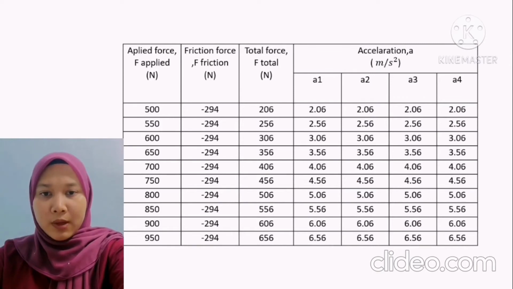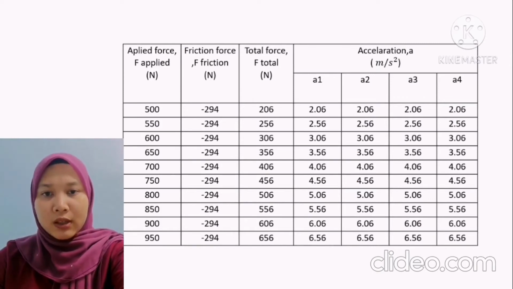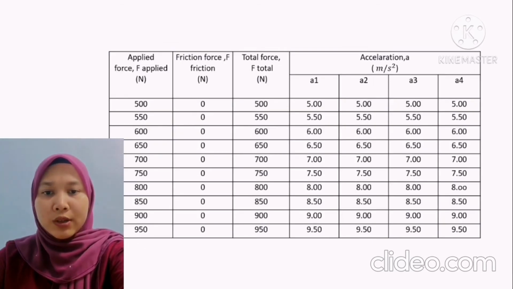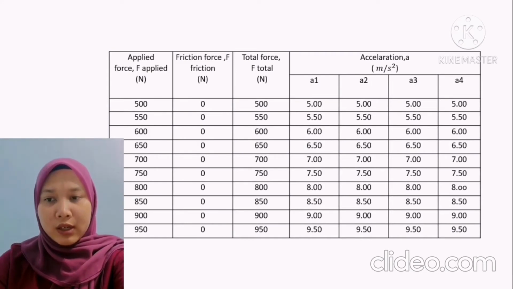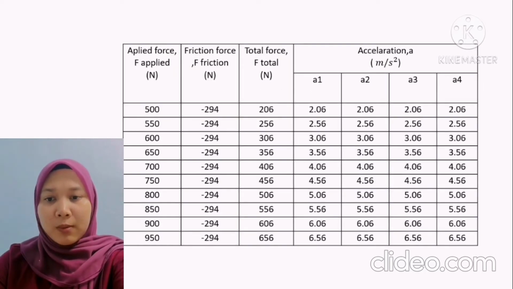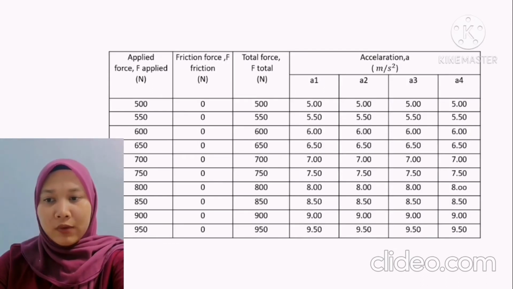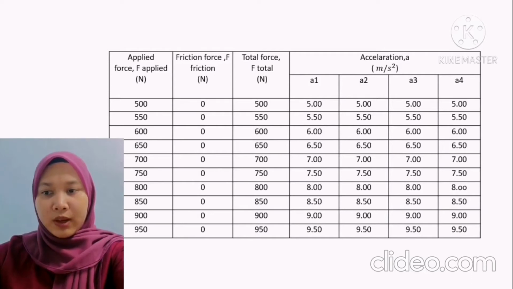From the result of this table, you can see that we're using a different force starting from 500 Newton to 950 Newton. Then we use the same mass of crate, 100 kg. The value of friction force in this result is the same because we apply the same surface in this experiment. For experiment 1, the value of friction force is negative 294 because we use wood as a surface. And experiment 2, the value of friction force is 0 because we use ice as a surface. So for this experiment, we get a difference of total force and the value of acceleration.